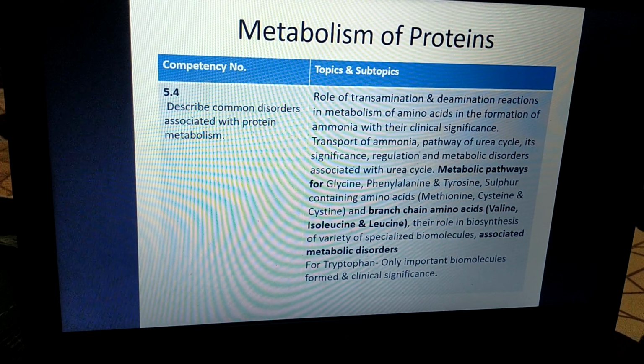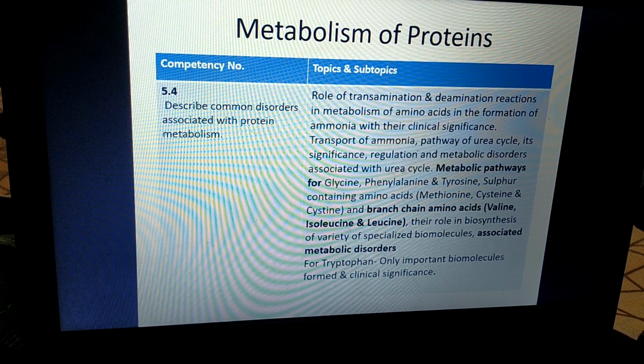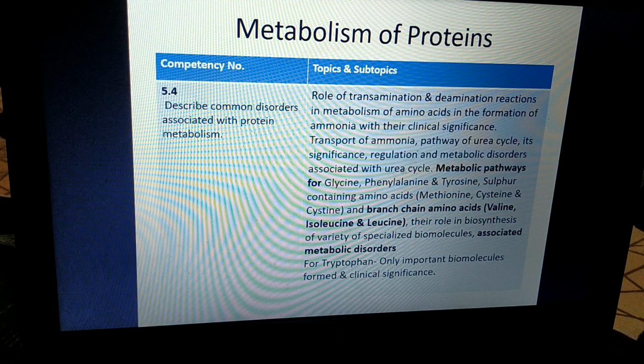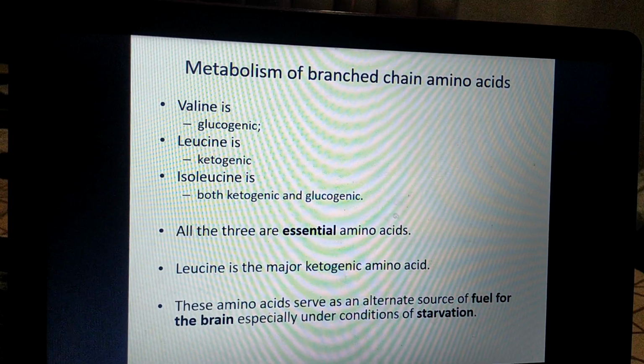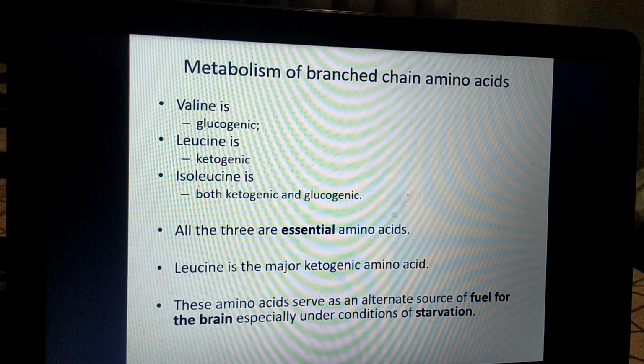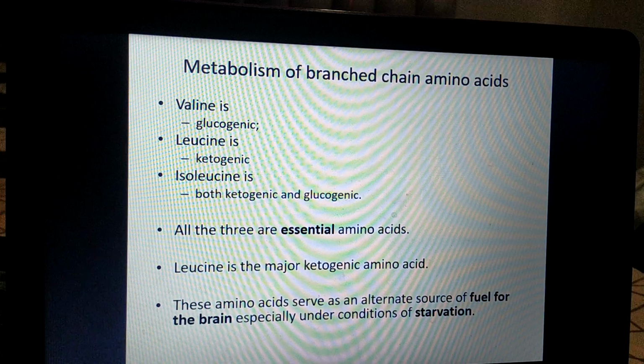Good morning students, we will continue the topic protein metabolism, competency number 5.4, and today's subtopic is metabolism of branched chain amino acids and their associated disorders. In our body we have three branched chain amino acids, that is valine, leucine, isoleucine.